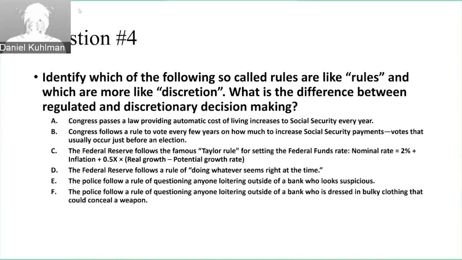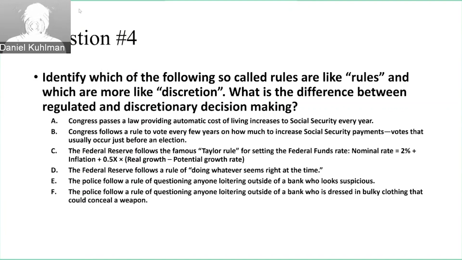Chapter 35, Lab 21. Question 4 asked, identify which of the following so-called rules are more like rules and which are more like discretion. What is the difference between regulated and discretionary decision-making? So these examples include Congress passing a law providing automatic cost of living increases every year. Congress follows the rules of vote every few years on how much to increase Social Security payments.